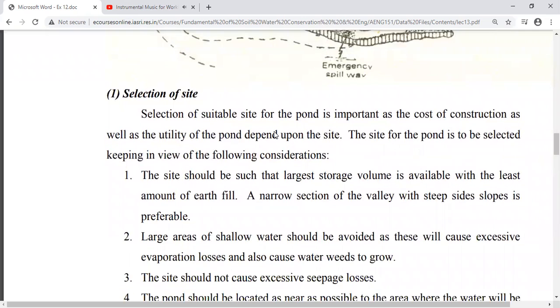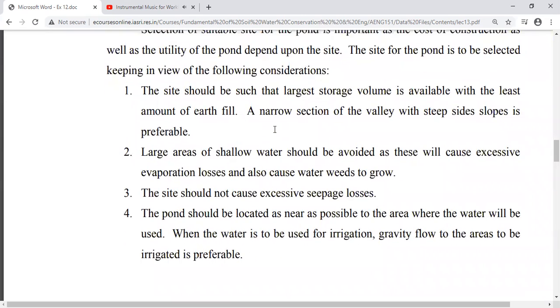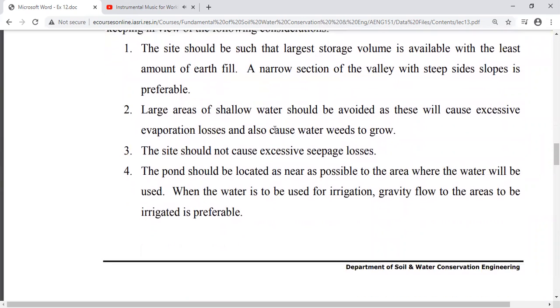Selection of site. Selection of a suitable site for the pond is important as the cost of construction as well as the utility of the pond depend upon the site. The site for the pond is to be selected keeping in view the following considerations. The site should be such that the largest storage volume is available with the least amount of earth fill. A narrow section of the valley with steep side slopes is preferable.